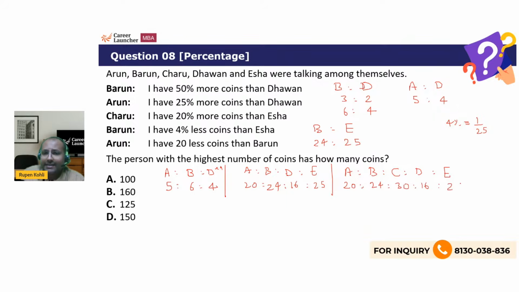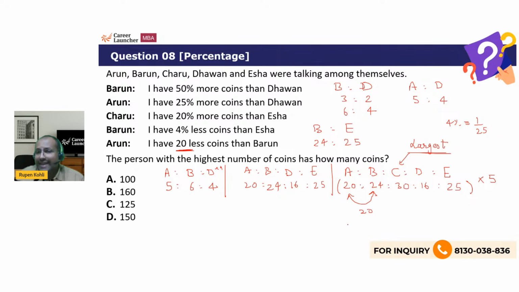Clearly, Isha has the largest number of coins. So it is her number of coins which will be the answer. Finally, Arun is saying I have 20 less coins than Barun. Means the difference of these two numbers should be 20. 24 minus 20 is 4. 4 into 5 is 20. So we need to multiply these numbers throughout with a factor of 5 to get the actual values.